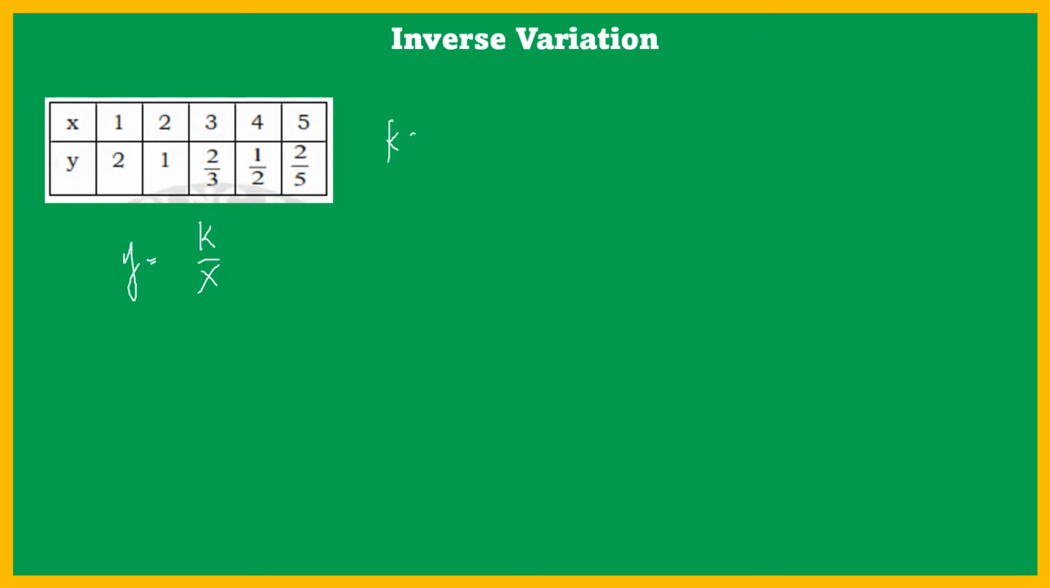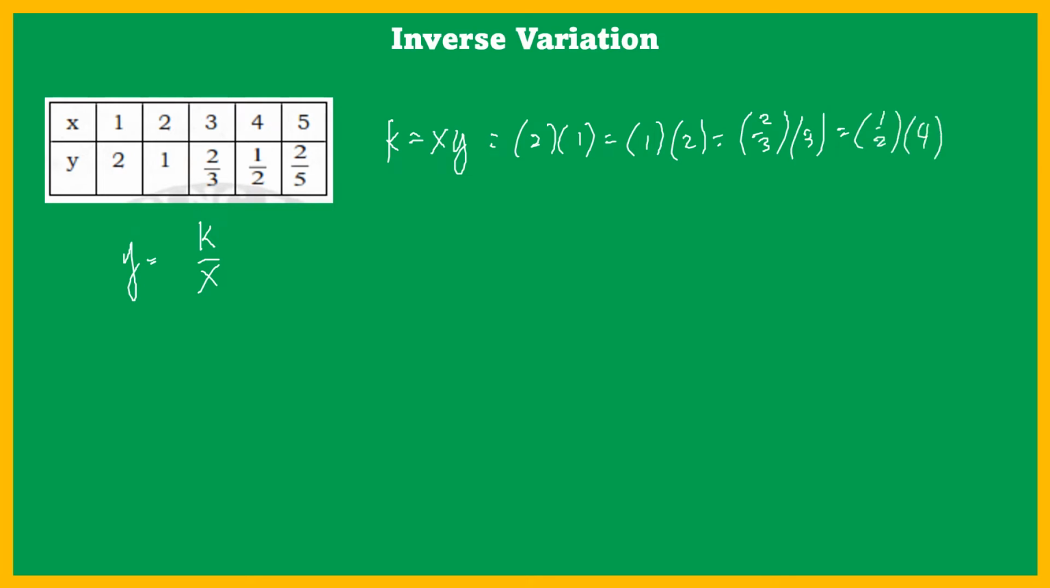So in this case, the constant of variation is x times y. So substituting the values, we have 2 times 1 is also equal to 1 times 2, which is also equal to 2 over 3 times 3. Papakita ko lang na pare-parehas yung magiging sagot nila. 1 over 2 times 4, and 2 over 5 times 5. So if we solve all of this, we will come up with 2. Okay, so our constant of variation is 2.